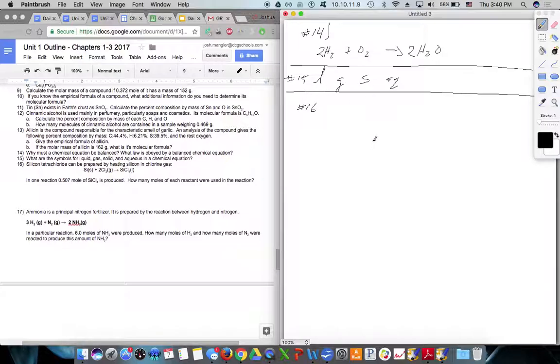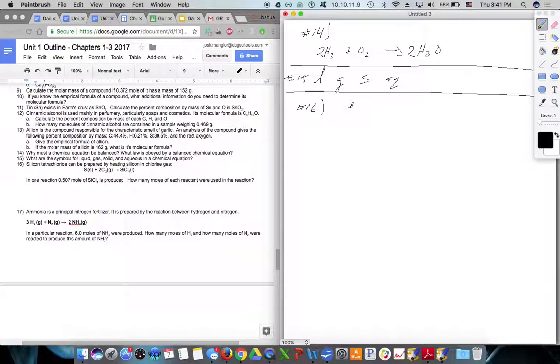Silicon tetrachloride can be prepared by heating that stuff. In one reaction, we have that much produced of the silicon tetrachloride. How many moles of each reactant were used? So this gets us into our stoichiometry. Remember, the stoichiometry is a way that we can compare one thing in a chemical reaction to another thing in the chemical reaction. And this is done through the mole ratio.